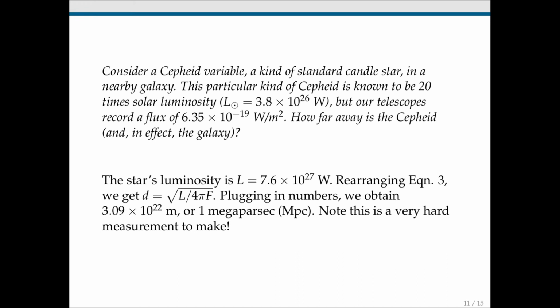Well, the star's luminosity is 7.6 times 10 to the 27 watts, since it's 20 times solar luminosity. If we rearrange equation 3, we get that the distance is equal to the square root of the luminosity divided by 4 pi times the flux. Plugging in numbers, we obtain 3.09 times 10 to the 22 meters, or 1 megaparsec. Note that this is a very hard measurement to make in reality, because 1 megaparsec is very, very far away for our telescopes.